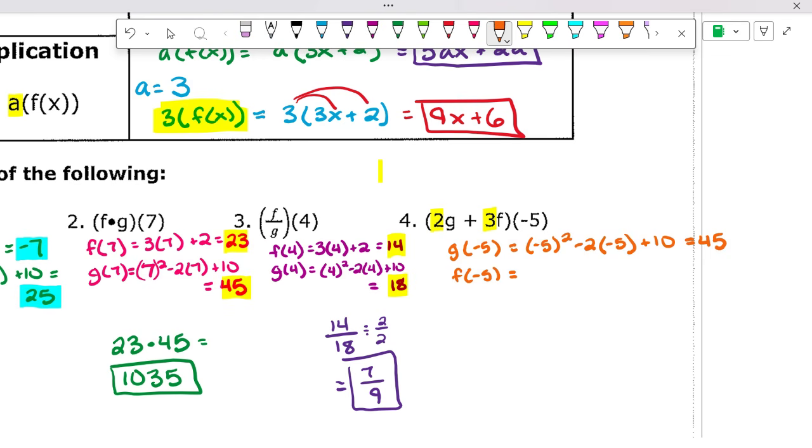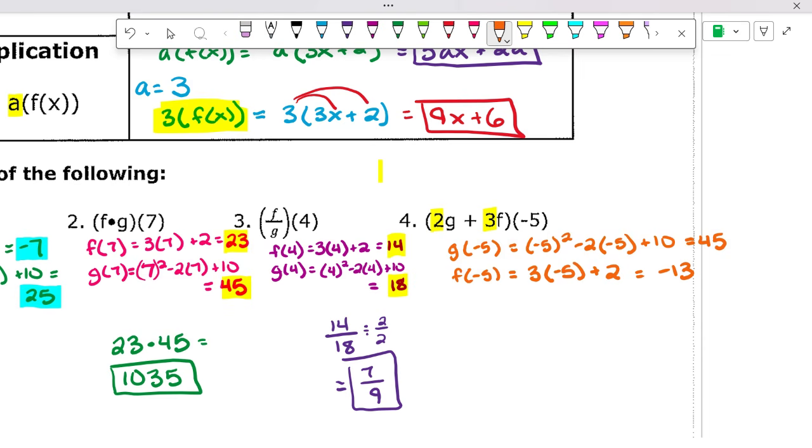Okay, someone set me up for f of negative 5. It'll be parentheses, negative 5 squared. Nope, f of negative 5. We did g already. This was g. Okay, never mind. We flip-flopped them. Okay. 3 parentheses, negative 5 plus 2. Good. So that'll be negative 15 plus 2, which is what? Negative 13.